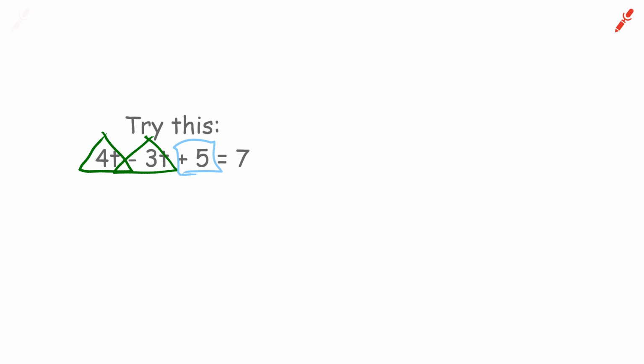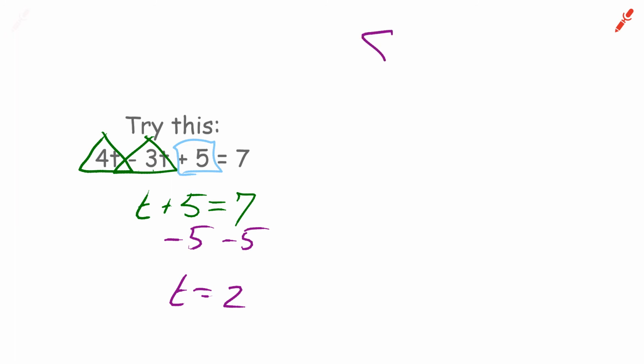Remember, a number without a variable is called a constant. A variable is just called a variable. So 4t minus 3t is 1t. We do not put a 1 in front of a variable ever. So I end up with t plus 5 equals 7. Now it's pretty straightforward. I subtract 5 from both sides. T equals 2.